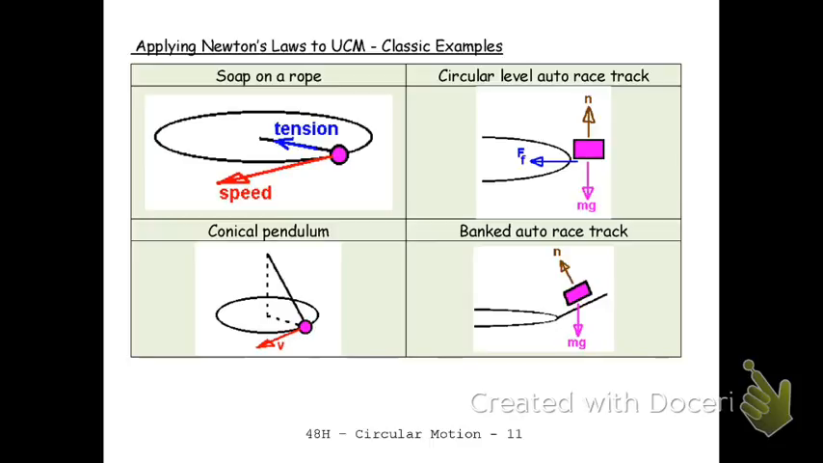A conical pendulum is where you're not trying to get it nice and flat. You're just trying to get it into a cone. So there's angular stuff taking place. If you're driving around a track and it's flat, then there's frictional stuff taking place.